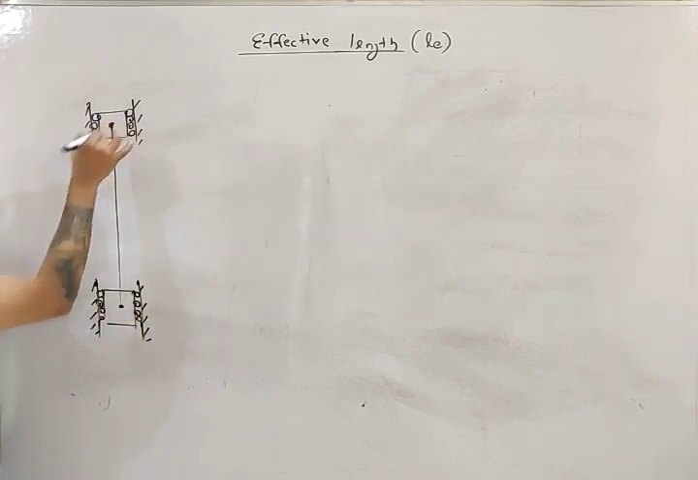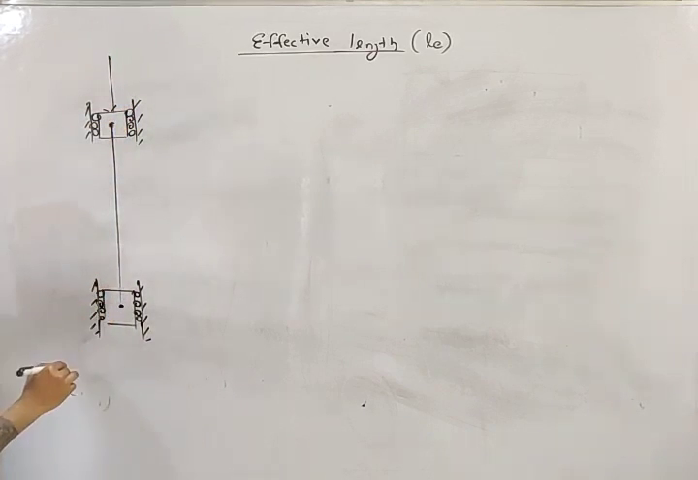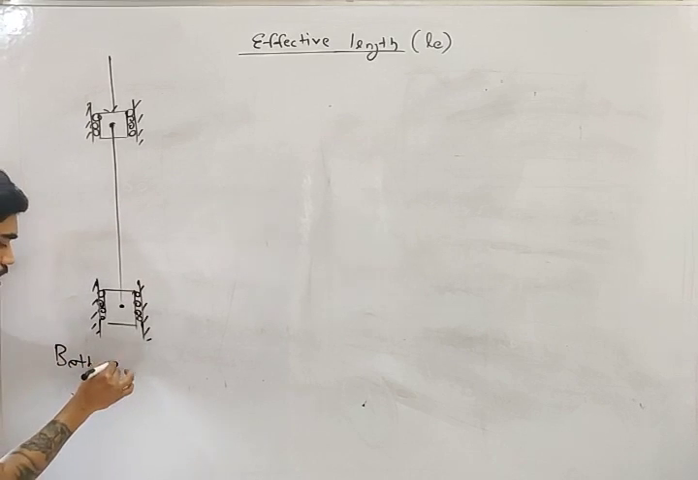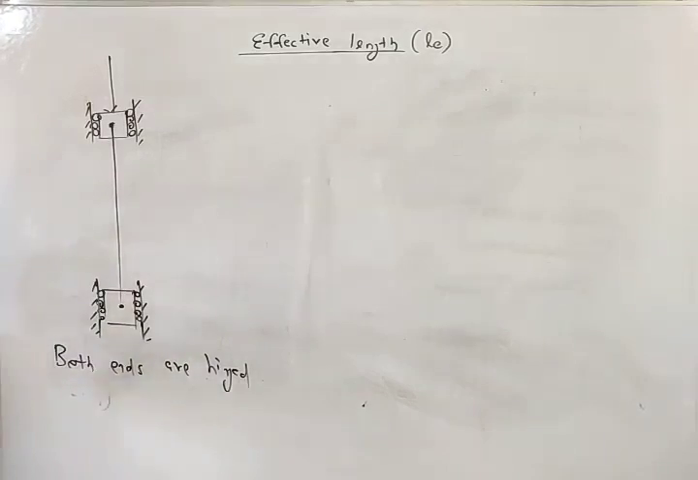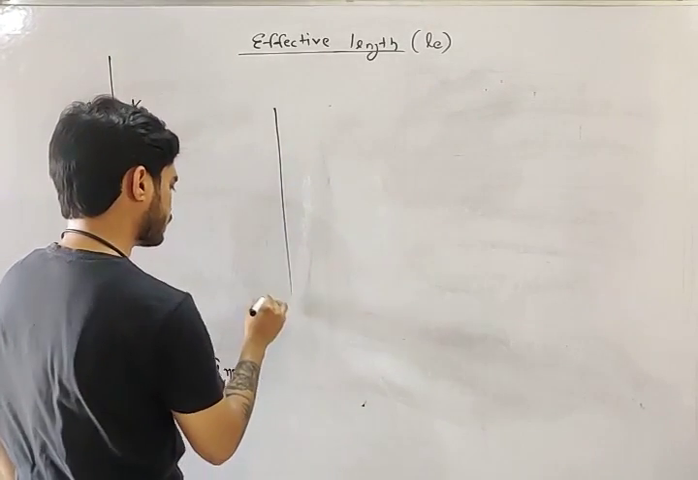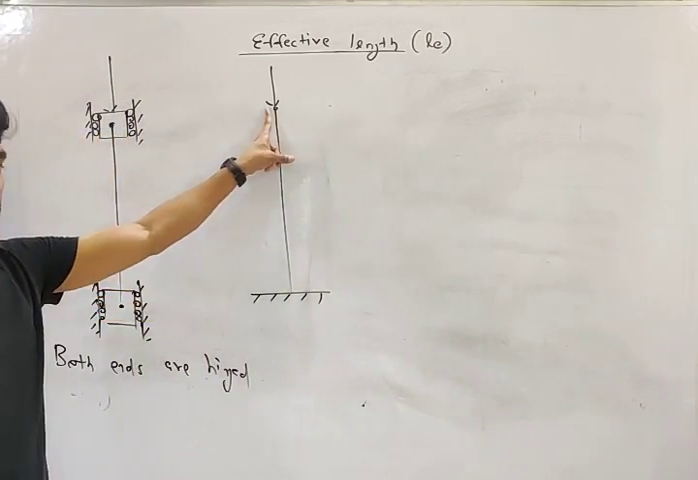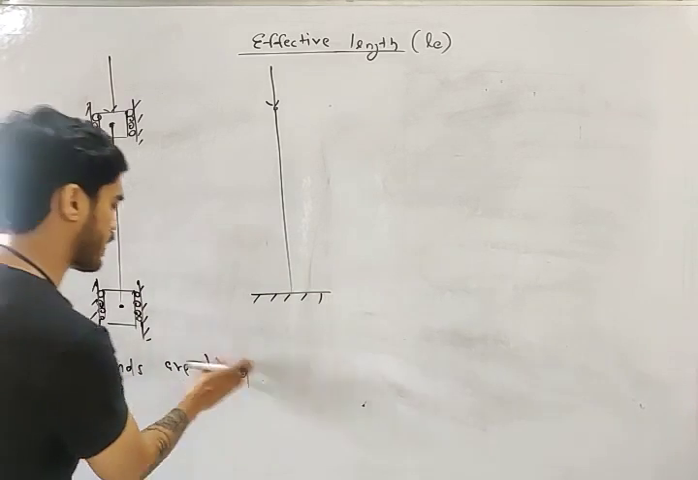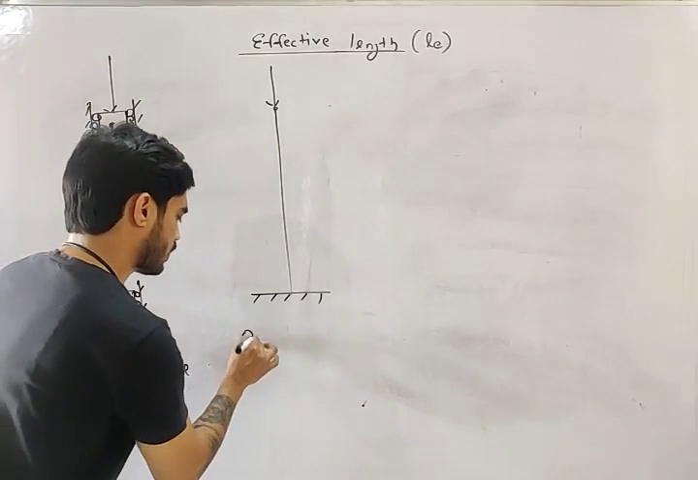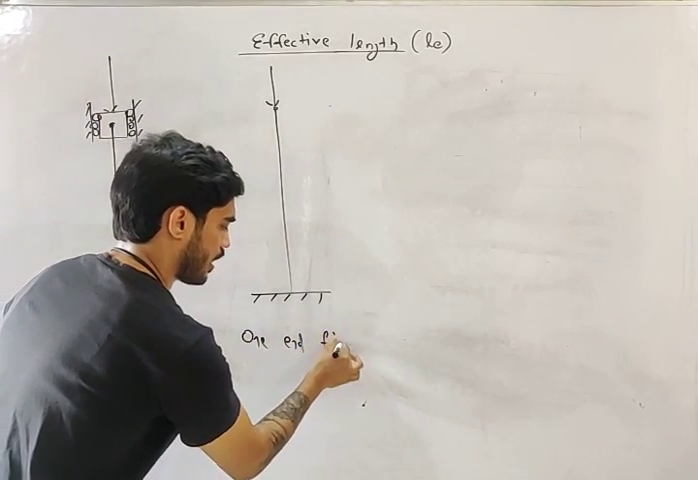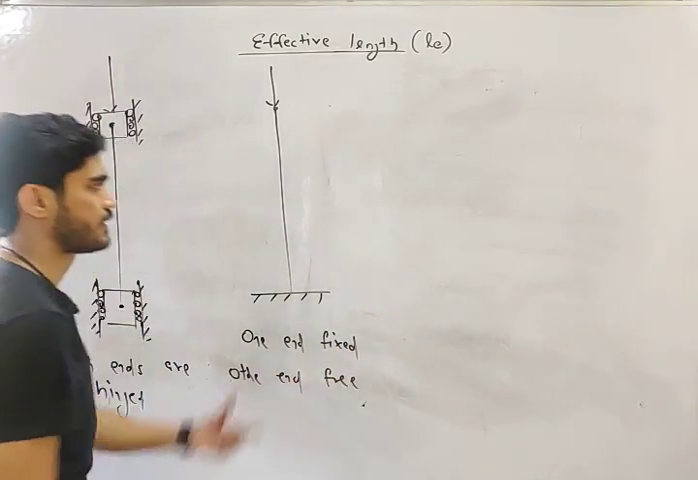Now, my friend, both these ends are hinged and you are applying a load like this. In this case, both ends are hinged. This is one condition. Second condition, one end is free and the other end is fixed. One end is fixed, other end is free. This is the second condition.